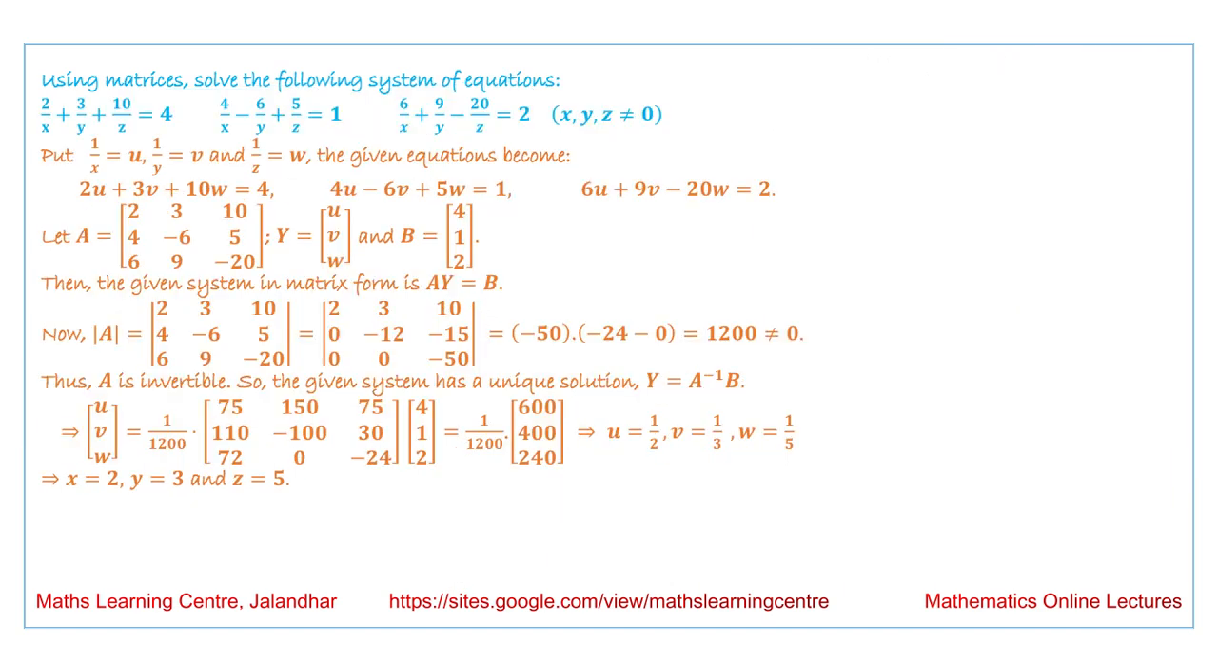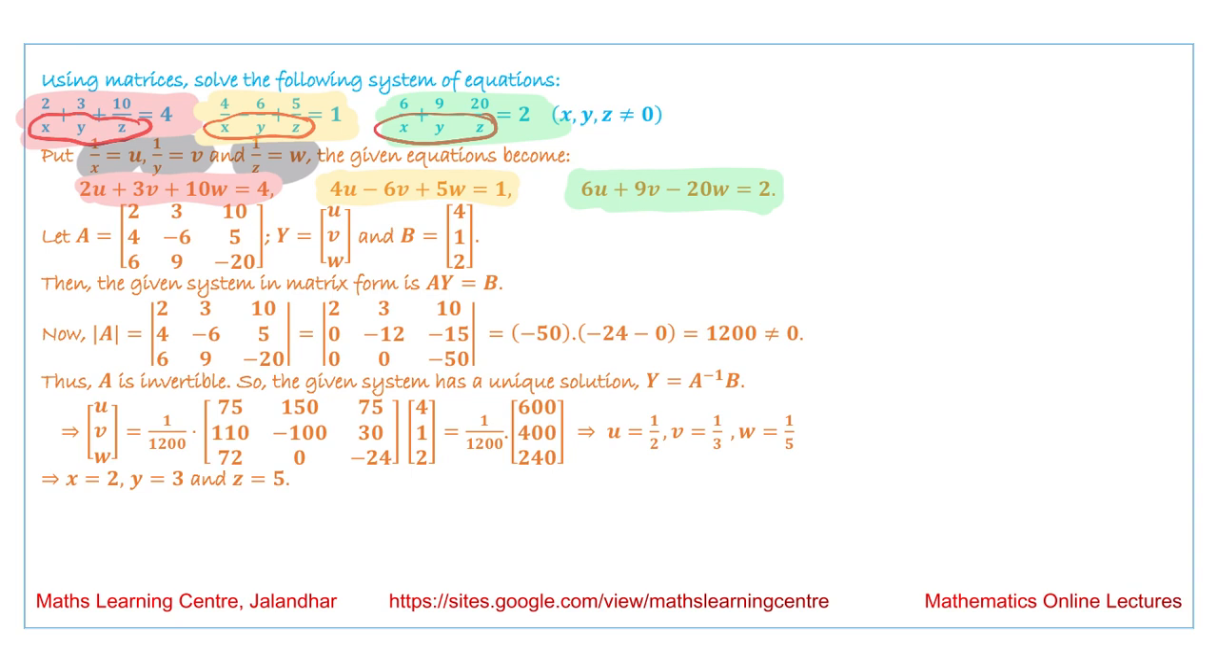Next, using the matrix method, we have to solve the following system of equations. These are not linear in x, y and z because x, y and z are in the denominator. To make them linear equations, we do a substitution: 1 by x we substitute u, 1 by y we substitute v, and 1 by z we substitute w. So the first equation is transformed to 2u plus 3v plus 10w is equal to 4. The second equation is transformed to this form, and the third equation is transformed to 6u plus 9v minus 20w is equal to 2.